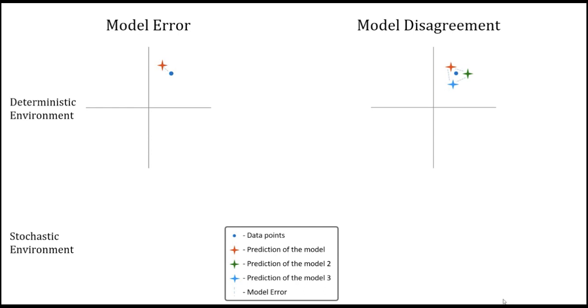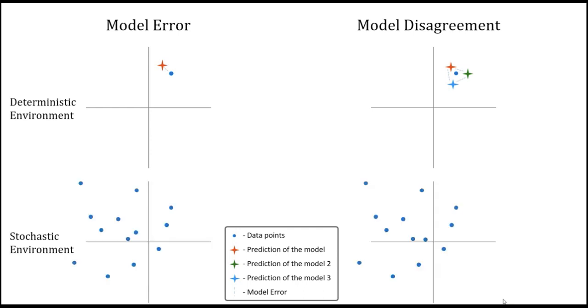However, what if your environment is noisy? Here, there are multiple possible future observations. In that case, the deterministic model will converge to the mean prediction, but will still have a very high model error. In contrast, if you have an ensemble, all the models in the ensemble will converge to the mean, and the disagreement will be low.